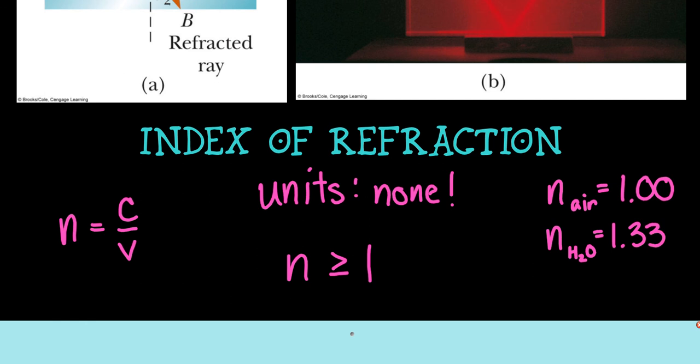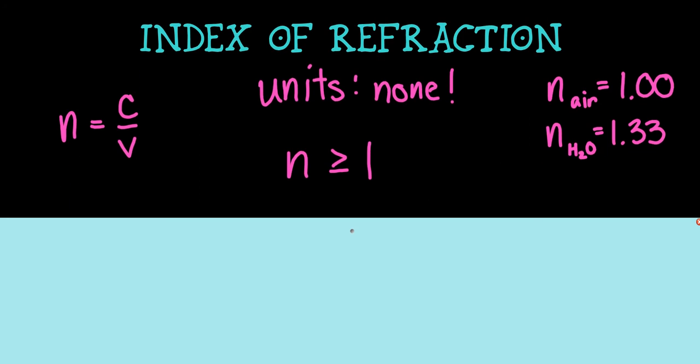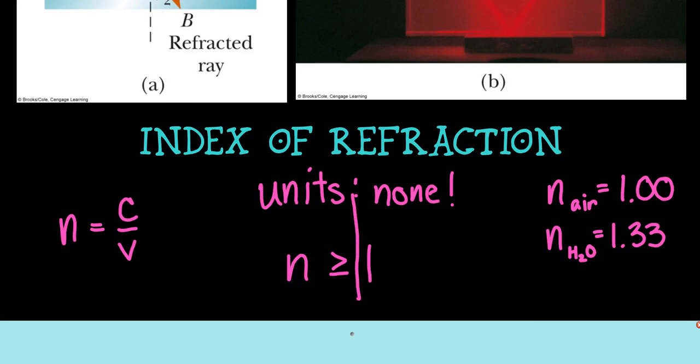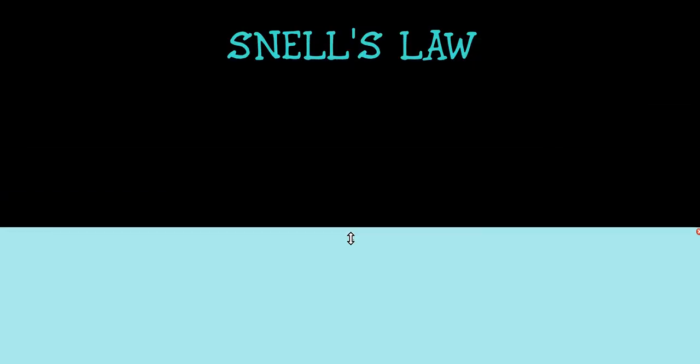There are other indices of refraction that we will use throughout this chapter, and you can find a table in your textbook that'll give you some of those common indices of refraction. You may need that table for doing some problems either in class or on WebAssign. This index of refraction is important to help us calculate how much something bends when it travels into a new medium. And to actually figure out how much something bends, we're going to use a law called Snell's law.